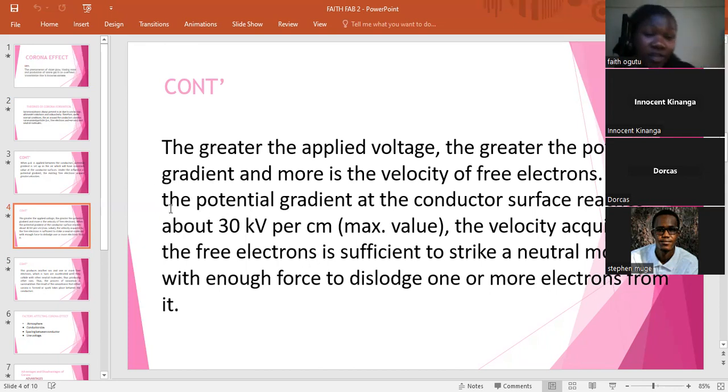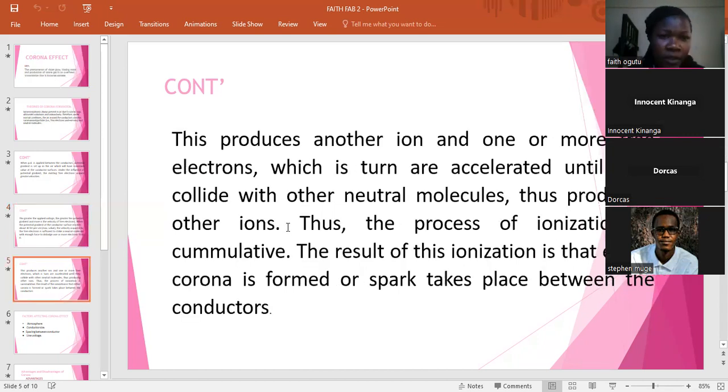Okay, we have said that corona occurs when the potential difference in the conductor reaches above 30 kV per centimeter, and that is the maximum value. So when asked in exams to state the maximum value under which corona starts to occur, the answer is 30 kV per centimeter. Okay, guys, having said that, let's proceed to the next one.